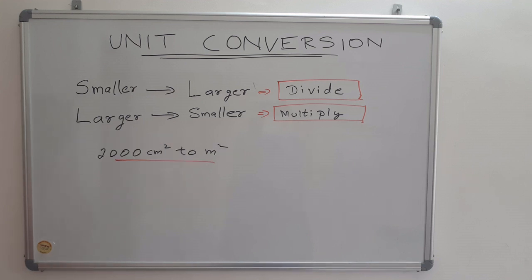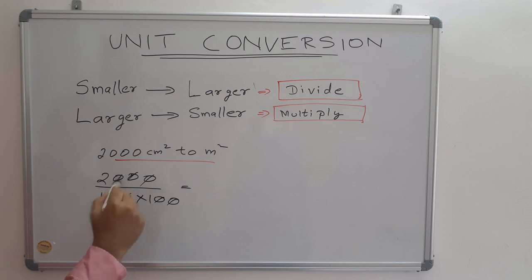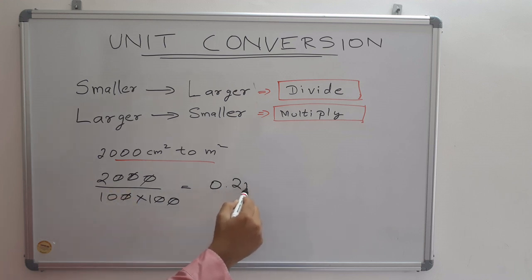This example is of the square unit conversion. We are going to convert 2000 centimeter square to meter square. We know that the centimeter square or centimeter is a smaller unit compared to meter. So we are doing the first case here, smaller to larger, and we have to divide by the conversion factor. So in order to convert, we write the coefficient here and divide by the conversion factor, which is 100. Since it is a square unit conversion, we do it 2 times. So it is 0.2 meter square.